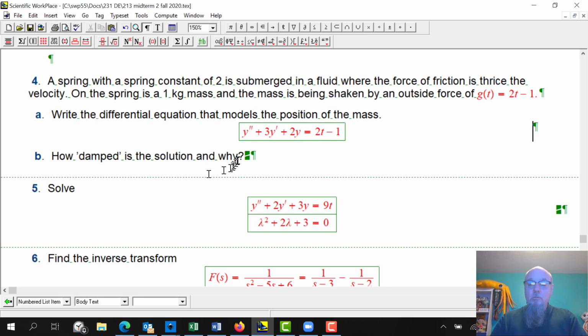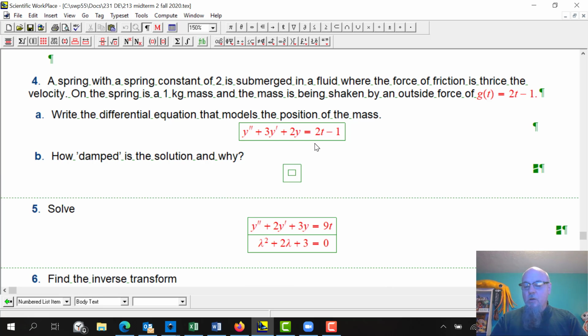How damped is the solution? Well, the choices are overdamped, critically damped, and underdamped, and it all depends on the eigenvalues. If you write down the auxiliary equation here, lambda squared plus 3 lambda plus 2, you'll find that it has 2 real and different roots, so overdamped.